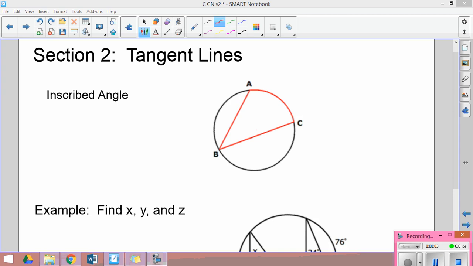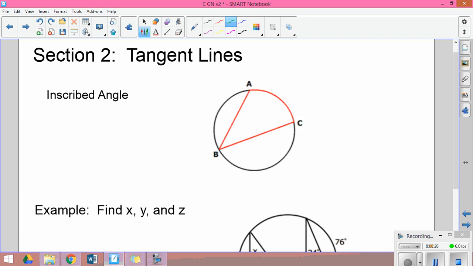In section 2, we're going to look at some additional constructions inside of a circle. So we can move the vertex, we can have lines come up, tangent lines come up to a circle, and different things start to happen. So the first one we're going to talk about is an inscribed angle.